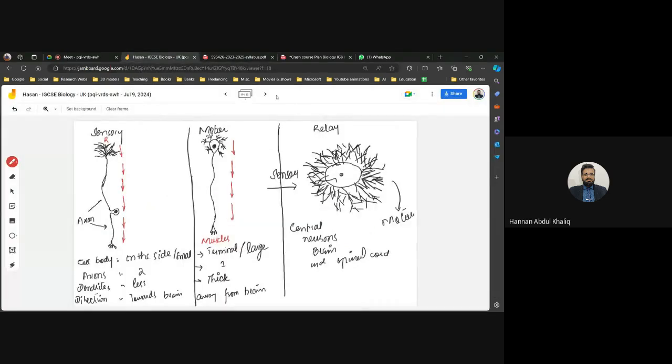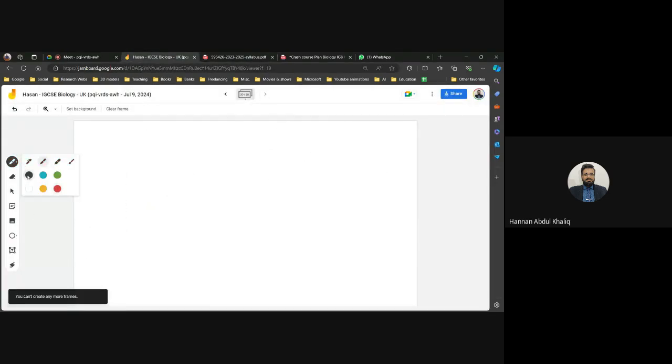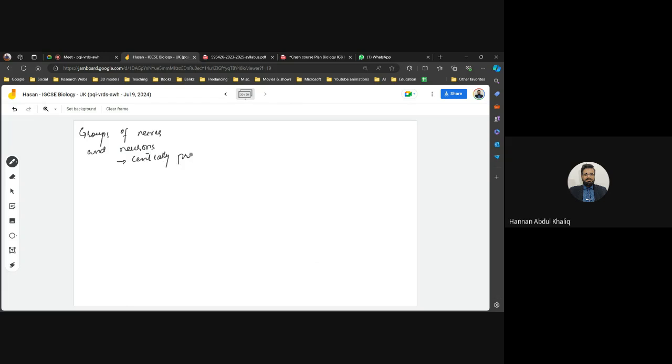Next thing is how the impulse moves. Groups of nerves and neurons. This is important to know that neurons and nerves are divided into two different groups. One type of neurons and nerves are centrally present. So they would be called the central nervous system.